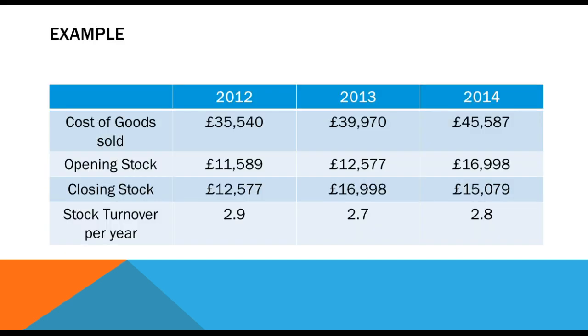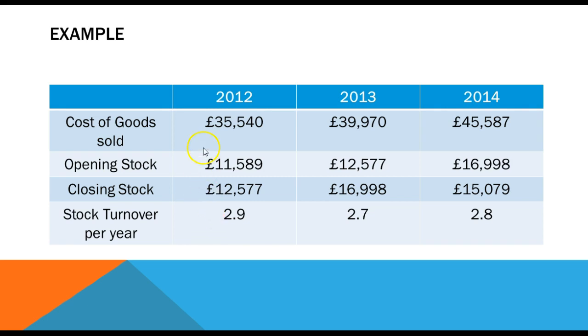So we'll just have a look at a quick example. We've taken a series of data over a number of years. We've got the cost of goods sold, we've got the opening stock and closing stock, and then we've got the stock turnover per year. So what you'd do is calculate this figure and this figure, add these two up, divide them by 2, and then divide the cost of goods sold by the average stock figure to give you your stock turnover per year.